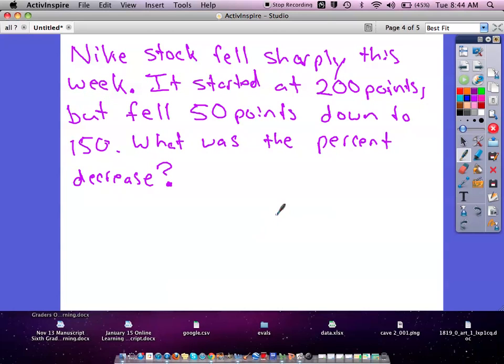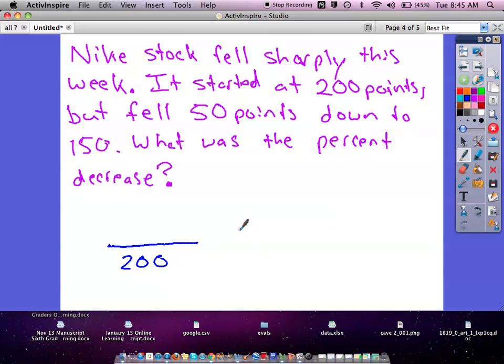All right, last one before you do your practice ones by yourself here. Nike stock fell sharply this week. It started at 200 points, but it fell 50 points down to 150. What is the percent that the stock decreased? Okay. So what we need to do is we need to pick out a few parts of this here. We know it's going to be a decrease. I need to know what did the amount start at before the decrease. Okay, before it fell, we were at 200 points.